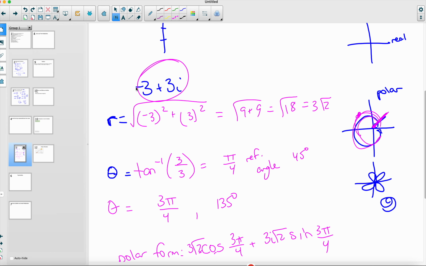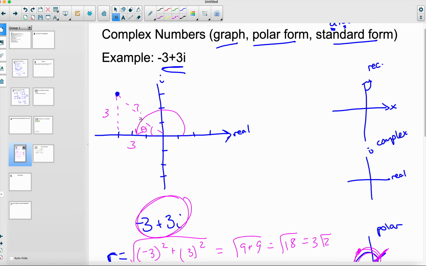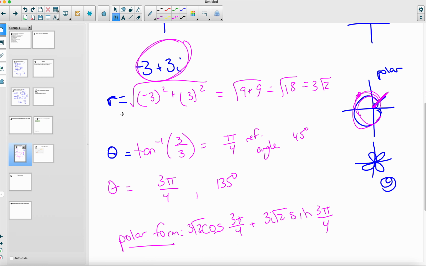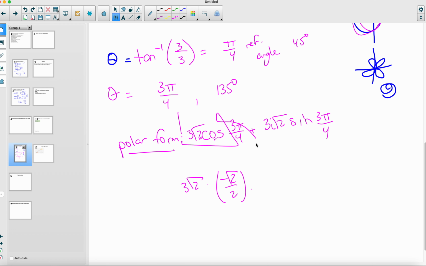Converting from standard form into polar form is a little bit more complicated because you have to find, like I said, that distance, and then the angle corresponding to that location, or the quadrant that the angle's in. And we represent it.